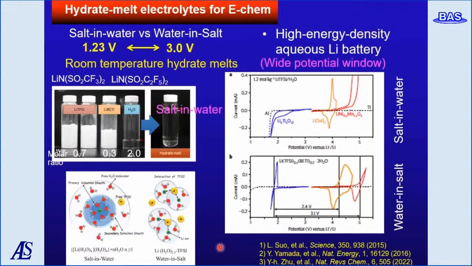DFT-MD calculation for salt in water and water in salt indicates a clear difference. In the water-in-salt case, all the water around lithium ion is coordinated to lithium, and the absence of free water is thought to be the reason for the availability of such high potentials. In other words, molten hydrate can produce batteries with high energy density. An interesting new research area for aqueous systems in electrochemical measurements.